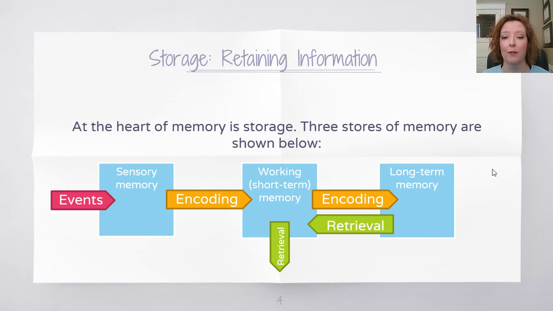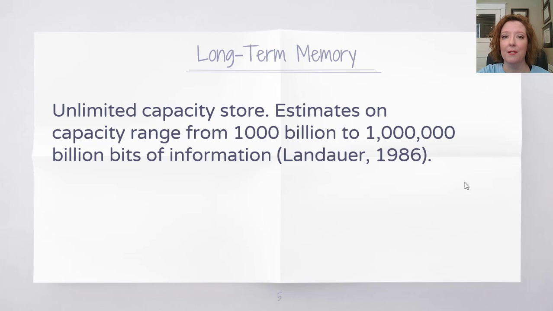We use information out of our working memory. And the goal really is to keep important information that we're going to need to retrieve over and over again in our long-term memory. Our long-term memory is basically unlimited. We have not found a limitation on it yet, but what does limit our ability to retain information in long-term memory is basically how we encode the information, how we store the information, and how we try to retrieve the information. The estimates that scientists have been able to put together say that the capacity ranges from 1,000 billion to 1 million billion bits of information.